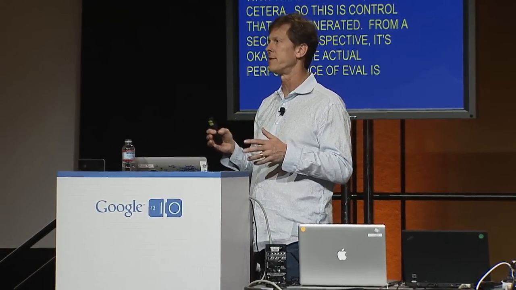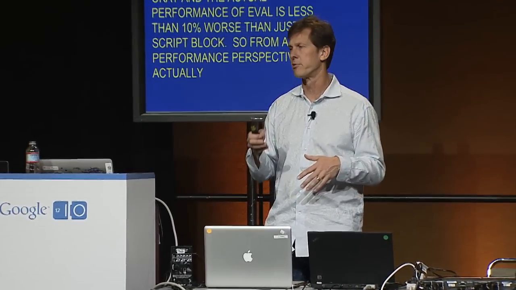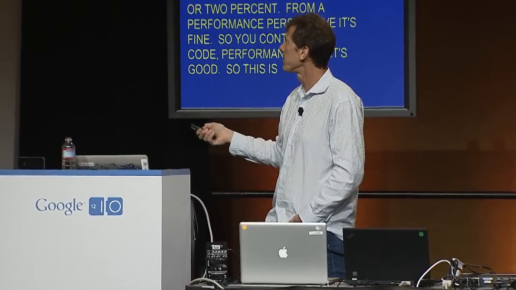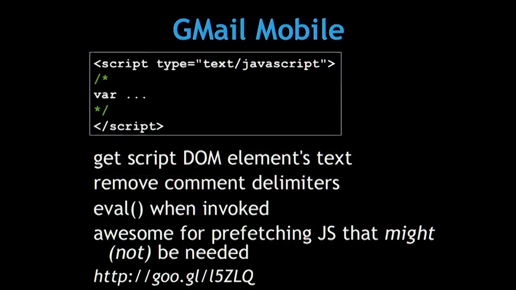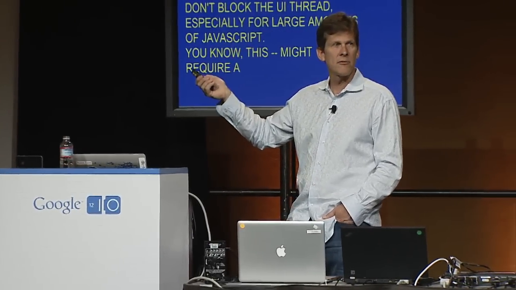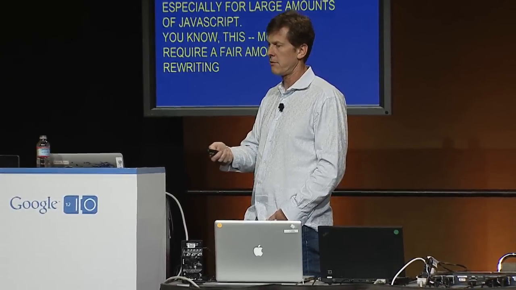And the actual performance of eval is less than 10% worse than just a script block. So from a performance perspective, it's actually down around 1 or 2%. So from a performance perspective, it's fine. So you control the code. Performance-wise, it's good. So this is a really nice hack. And it's perfect for prefetching JavaScript that you might need, but you're not sure. It's possible that you'll never need it. So don't block the UI thread, especially for large amounts of JavaScript. This might require a fair amount of rewriting on your website.